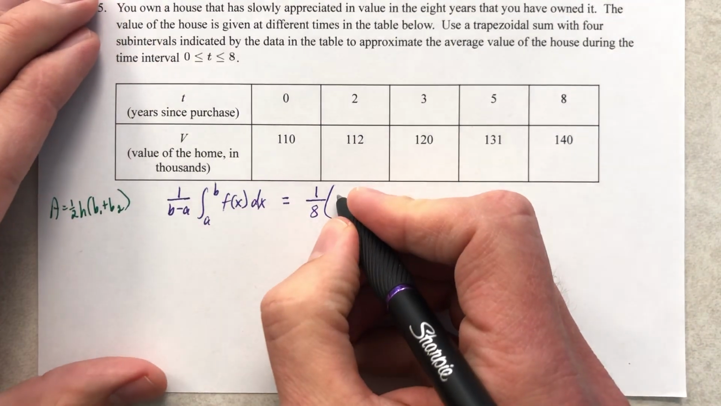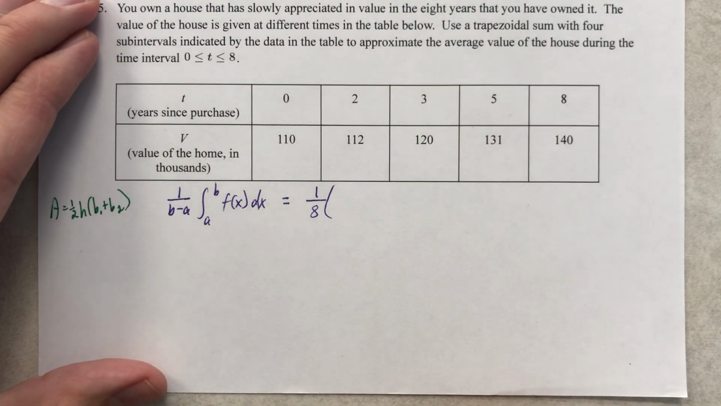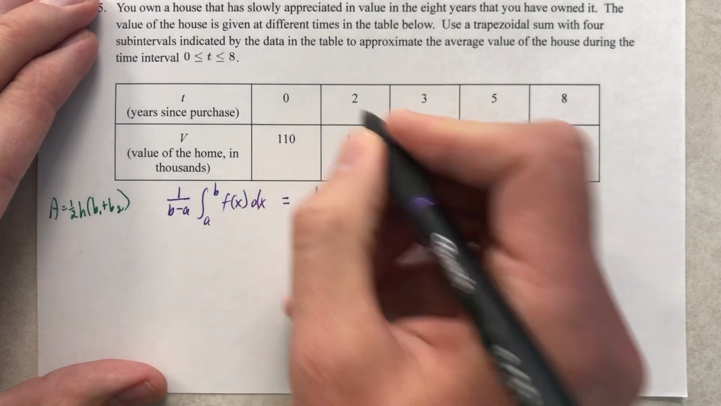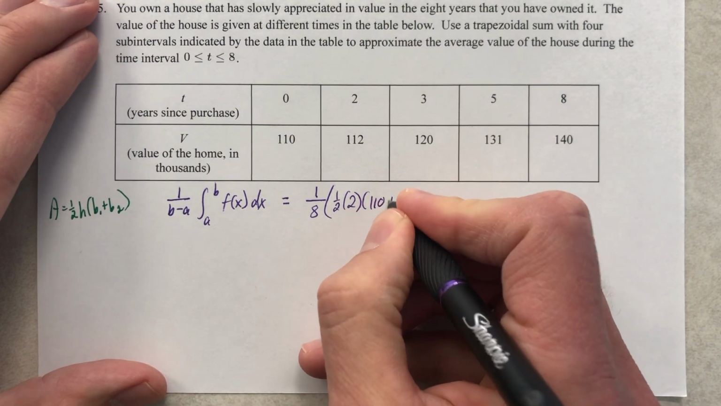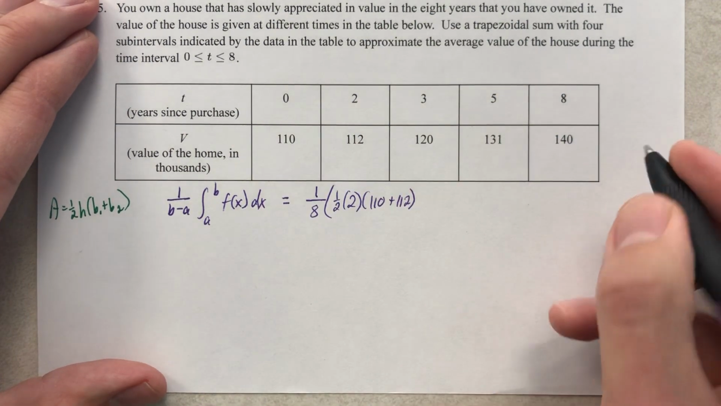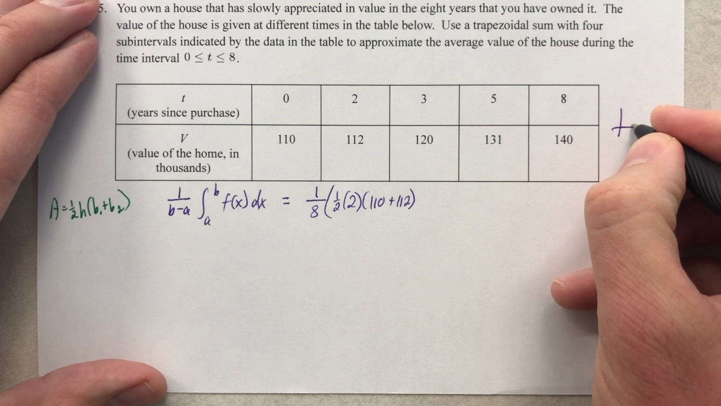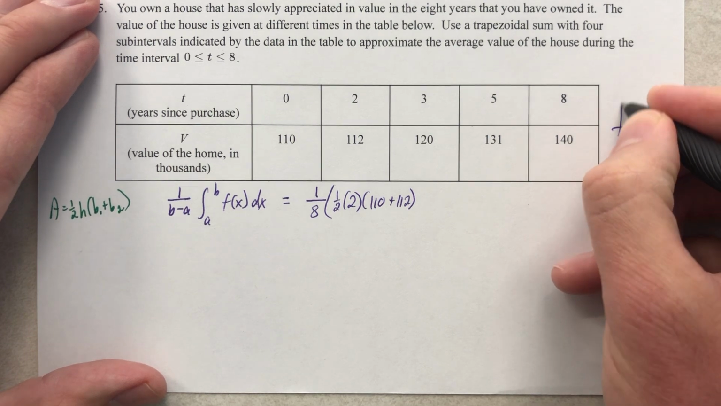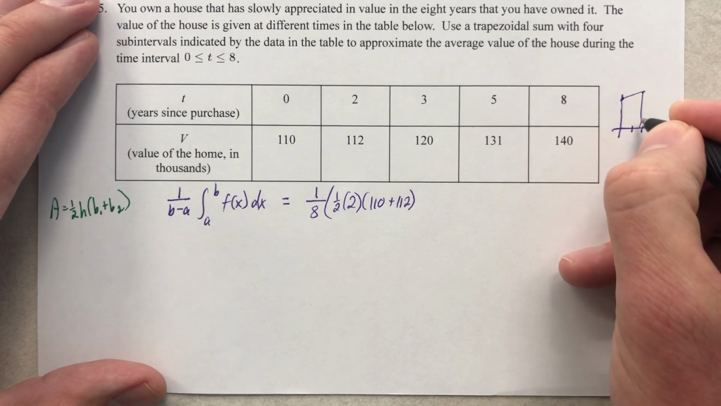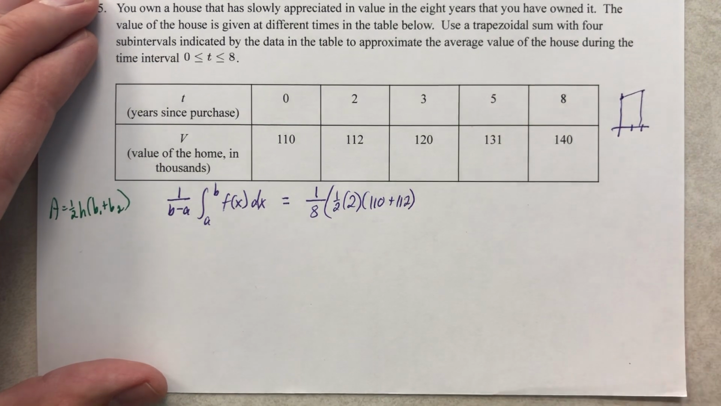So we have 1/2 height 2, base 1 plus base 2. There's our first trapezoid. Our first trapezoid goes from 0 to 2, and it has bases of 110 and then 112. So there it is. That's 110. That's 112. And we're going to do that repeatedly.